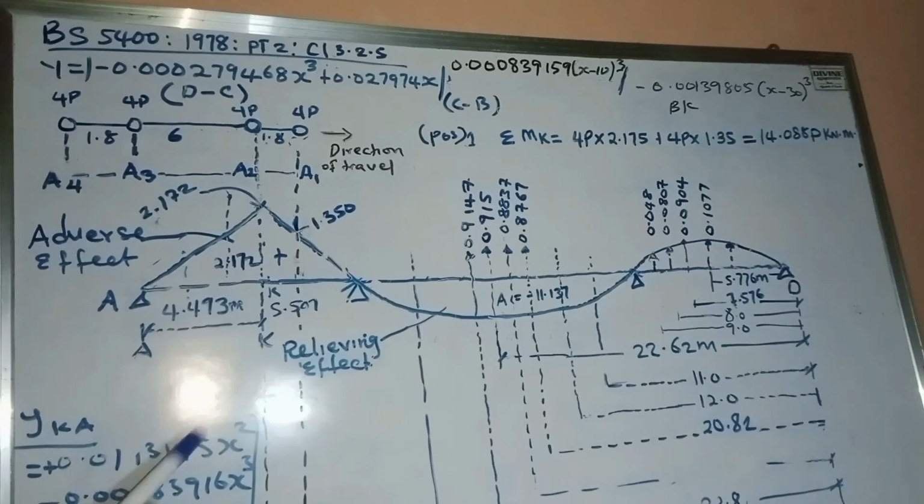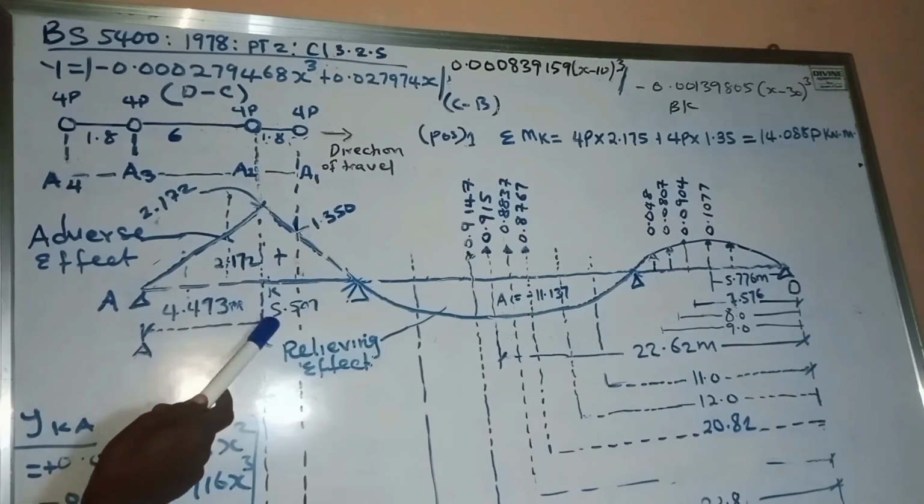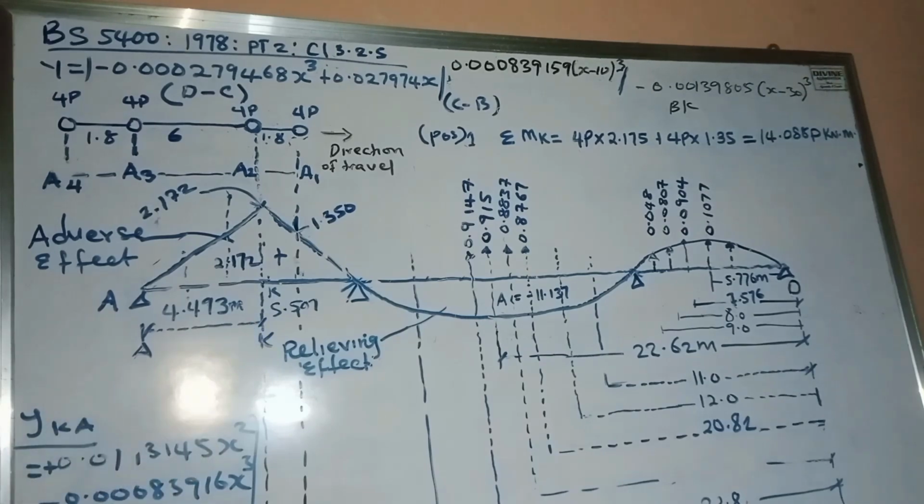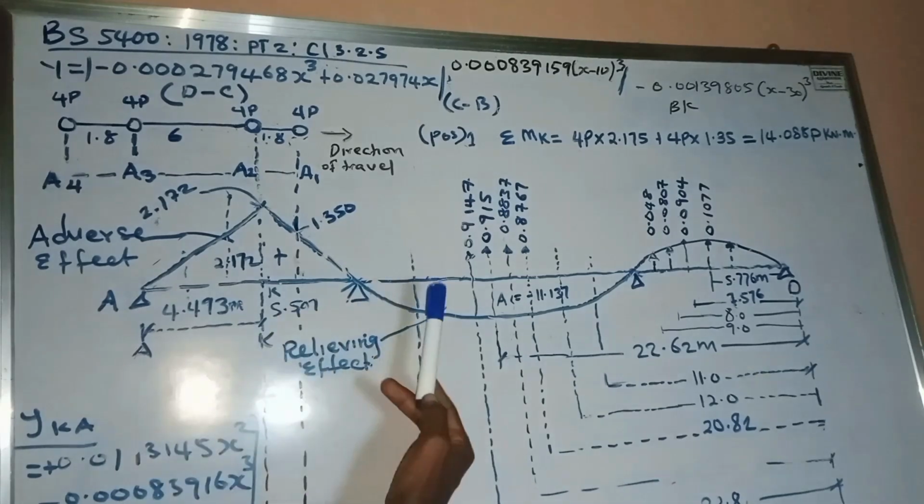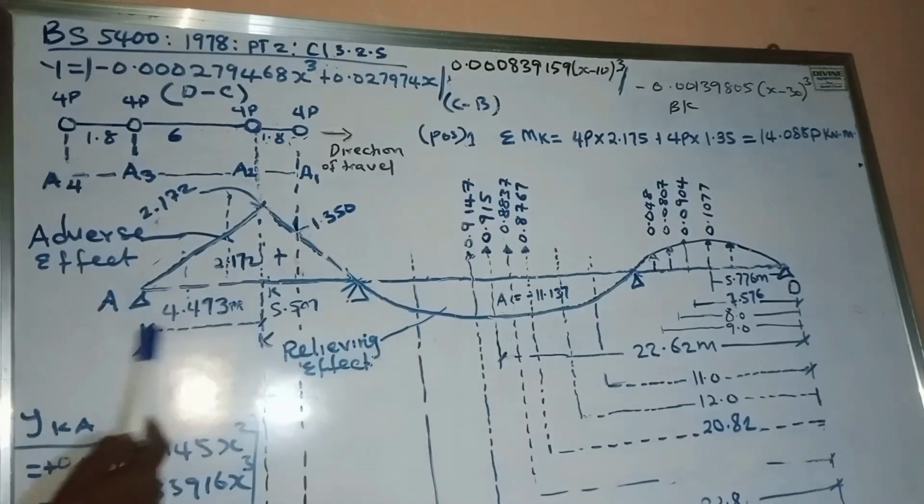So you can check that out from the video. If you check from K to A, the expression for the influence line, this is the formula, plus 0.0113145 x squared minus 0.00083916 x cubed minus 0.518487x and plus 2.17698. This is the expression for the influence line from K down to A. We remember we solve it from our right hand side to our left. So this is the expression for the influence line.